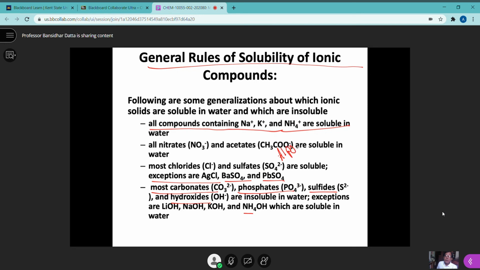So let's say aluminum AlPO4. What's the name of AlPO4? What's the name of the compound? Phosphate. Yep, aluminum phosphate. Is it soluble or insoluble? Soluble. Insoluble. So I got one answer soluble, one insoluble, right? So most carbonates, phosphates, sulfides, and hydroxides are insoluble. So that is insoluble in water. How about this one? Gallium hydroxide, GaOH.